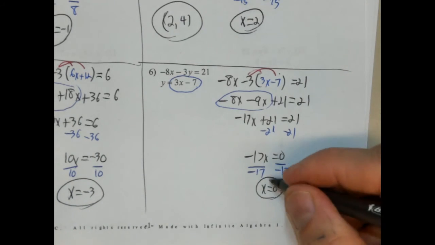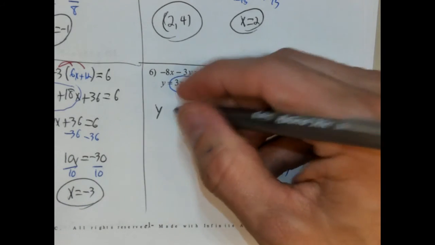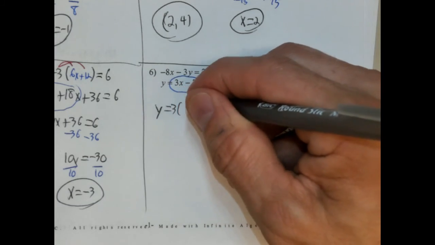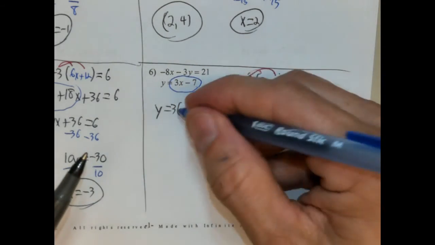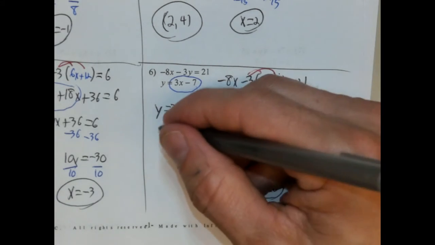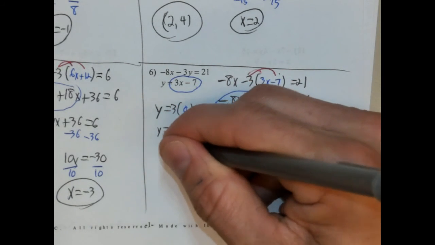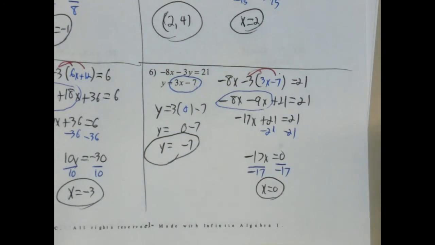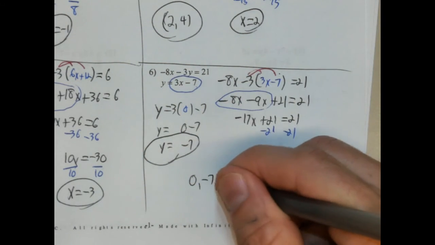All right, and now we're going to just plug that in. So I love when things are equal to 0. It makes our lives a lot easier. So plug in 0 there. 3 times 0 is 0. 0 take away 7 is negative 7. See how much easier that is? I love it when one of the variables is 0. Okay, so 0 comma negative 7.